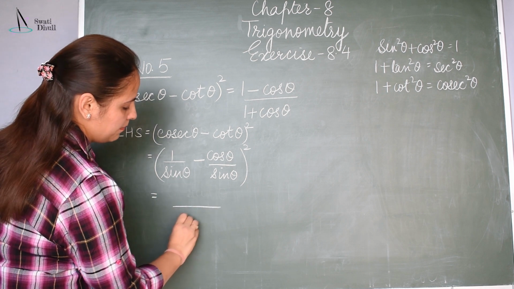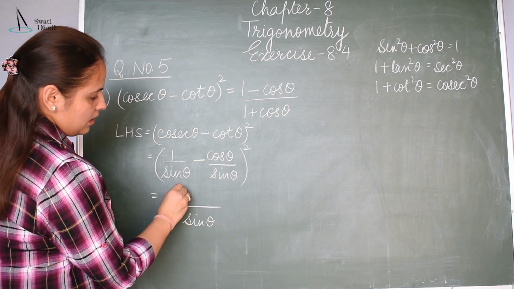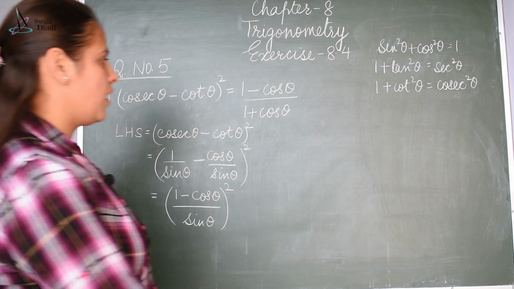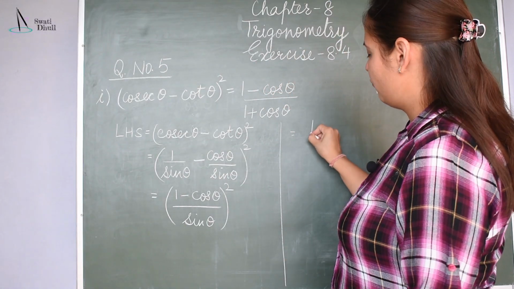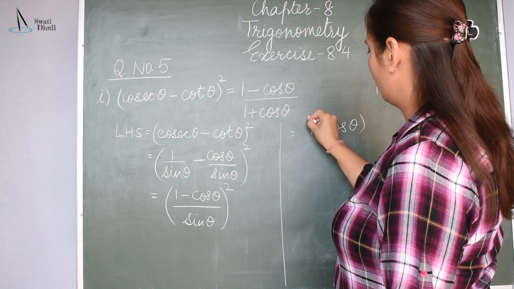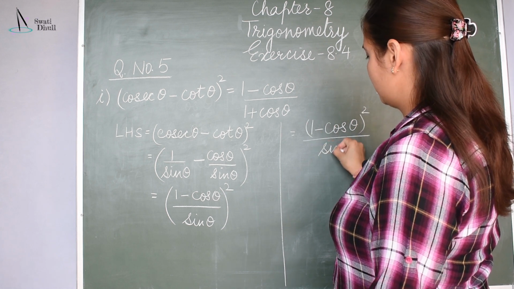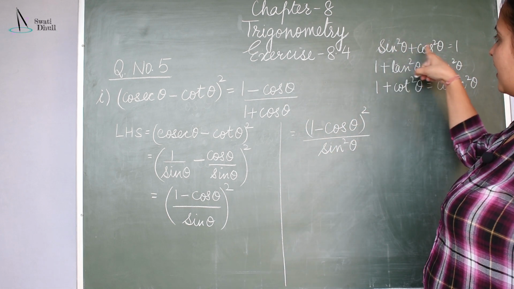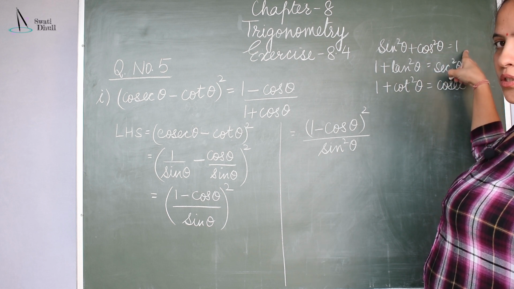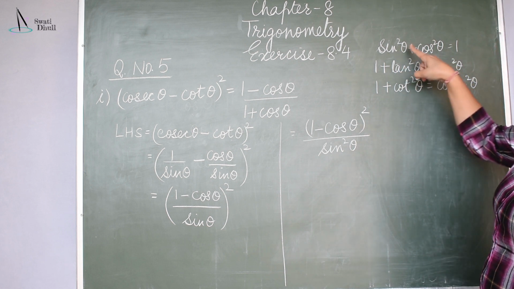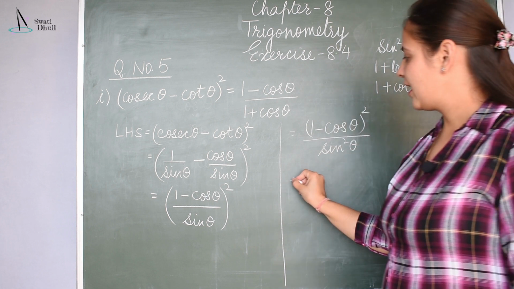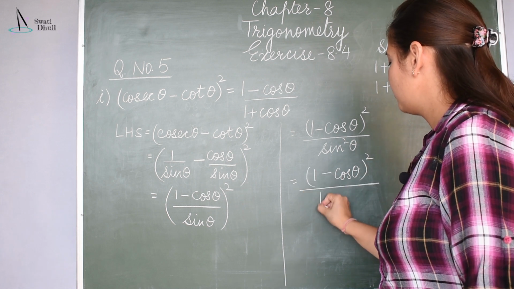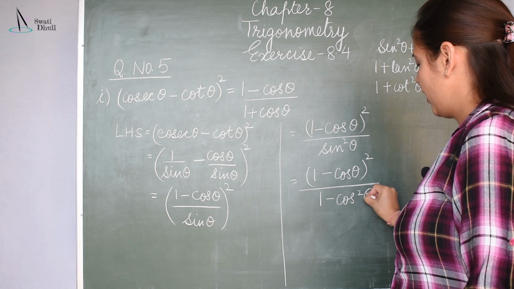How will we solve the bracket? We have to take LCM. So it will be sine theta, and the numerator is 1 minus cos theta, and it will be whole square. Now I can write it as (1 minus cos theta) whole square divided by sine square theta. Now see here, sine square theta can be written as 1 minus cos square theta, because cos square theta is here plus, when it goes to that side it will be minus. So it can be written as (1 minus cos theta) whole square divided by 1 minus cos square theta.